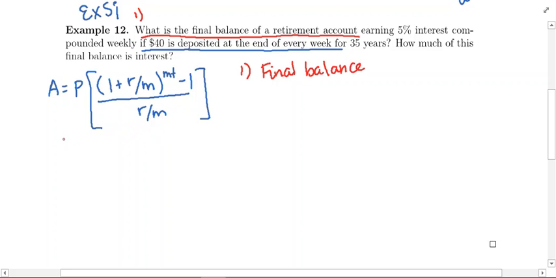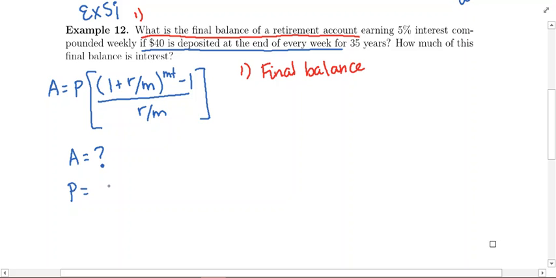We're looking for the final balance. If you remember in this formula, let's get this out of the way: R is the interest rate as a decimal, M is the number of compoundings per year, T is the time in years, P is the amount of these regular deposits or payments, and A is your account balance. So in this case, we're looking for the account balance, or the final balance. So we're looking for the A value.